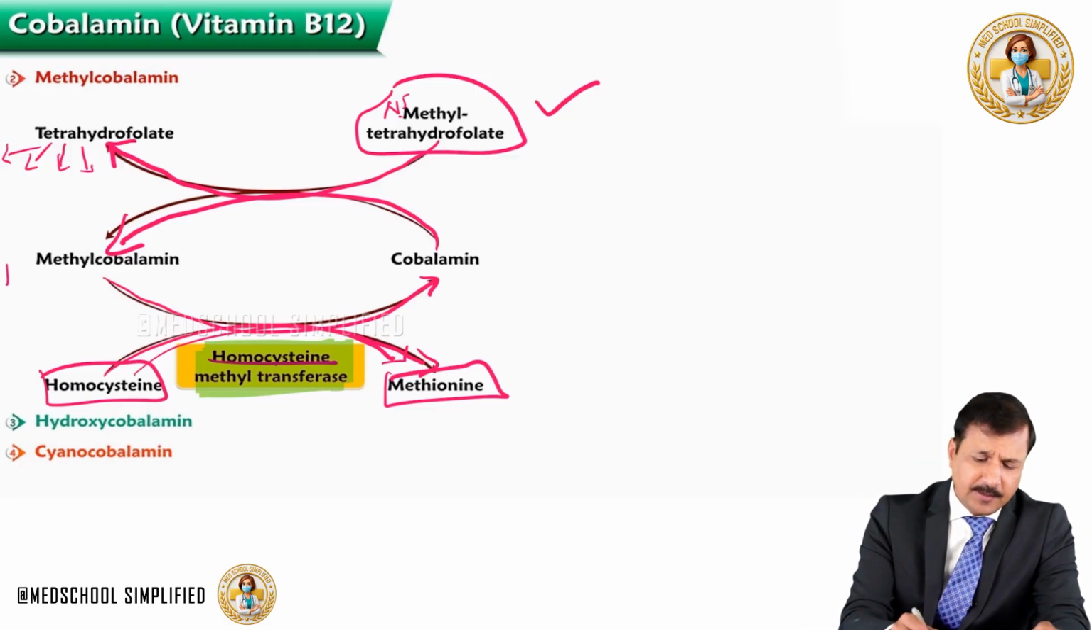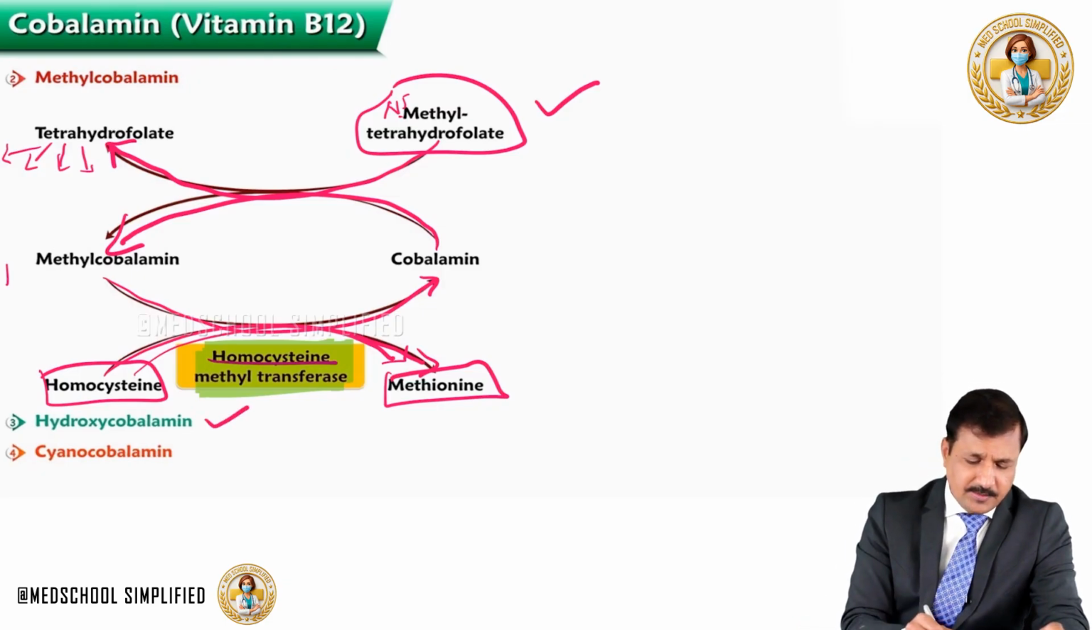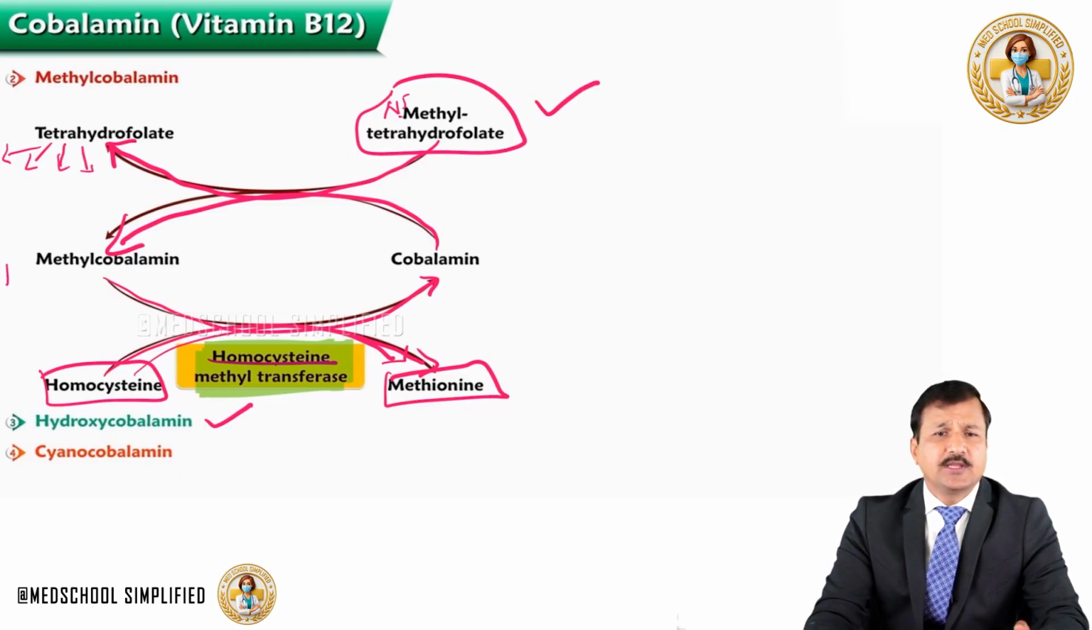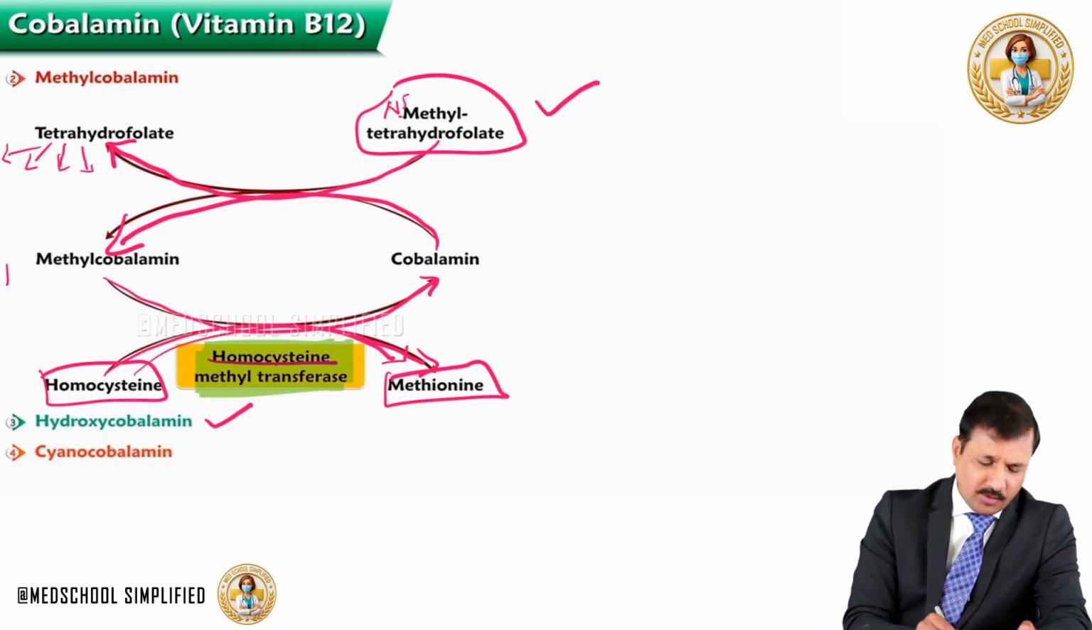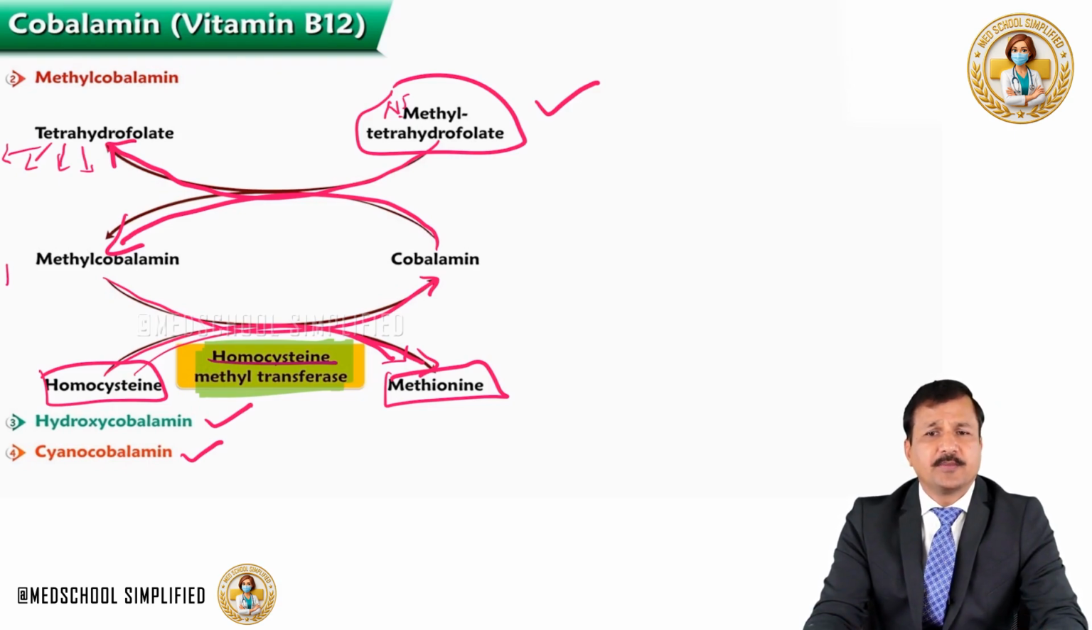Now, the third type of cobalamin that we have here is hydroxycobalamin. Hydroxycobalamin is a natural form of cobalamin which is synthesized by the bacterial flora, and this type of cobalamin can be converted to various other forms of cobalamin. Now, the fourth type of cobalamin that we know is cyanocobalamin, and this cyanocobalamin is an artificial form of cobalamin which can again be converted into any other forms of cobalamin.